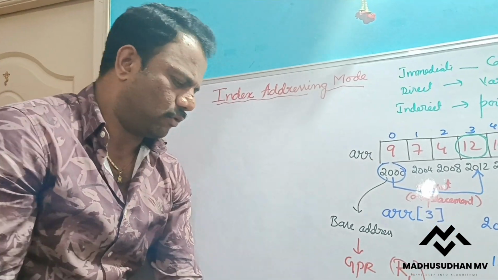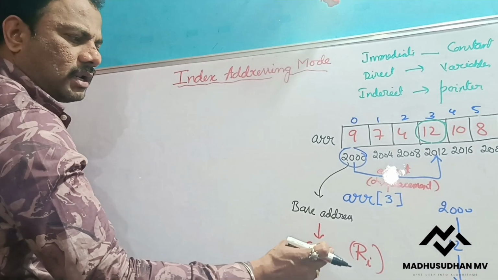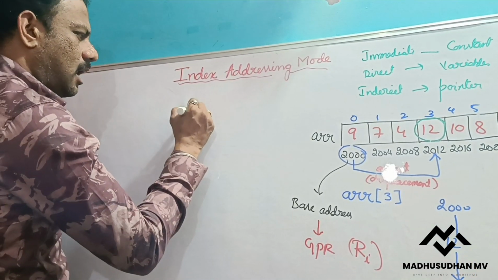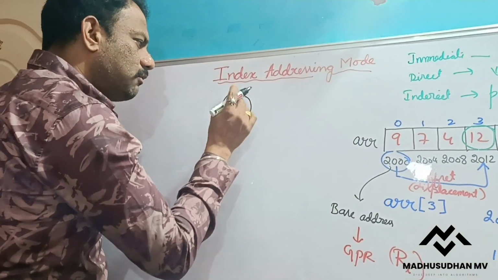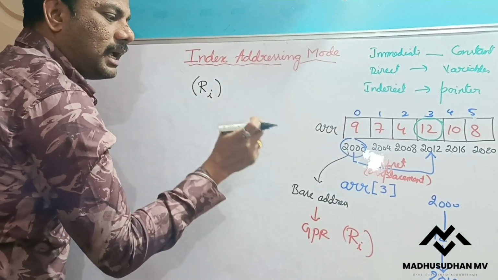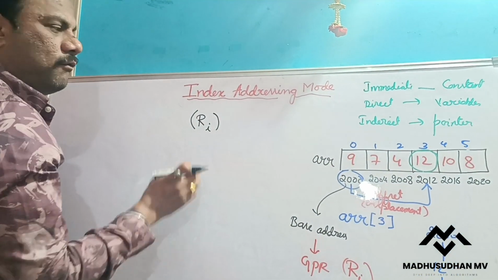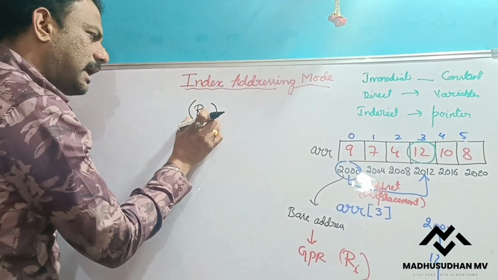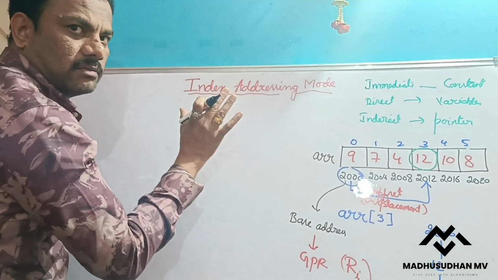In index addressing mode, we are writing the base address in some general purpose register, Ri. And why are we using brackets? Because in this register I am storing the base address, as we discussed in the indirect addressing mode. So this bracket indicates this register contains the address, not the value.